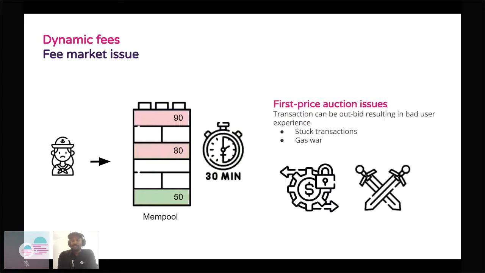And after, I would say, 30 minutes, she's coming back and wondering why her transaction has not been taken into a block. The reason is that more transactions have been put in the mempool, and those transactions just outbid her transaction. So you can see that here there is a transaction with 80 GWEI, another with 90 GWEI, and so on and so forth. And basically, her transaction is stuck there until those transactions are taken first, which leads to something we can call the gas war.